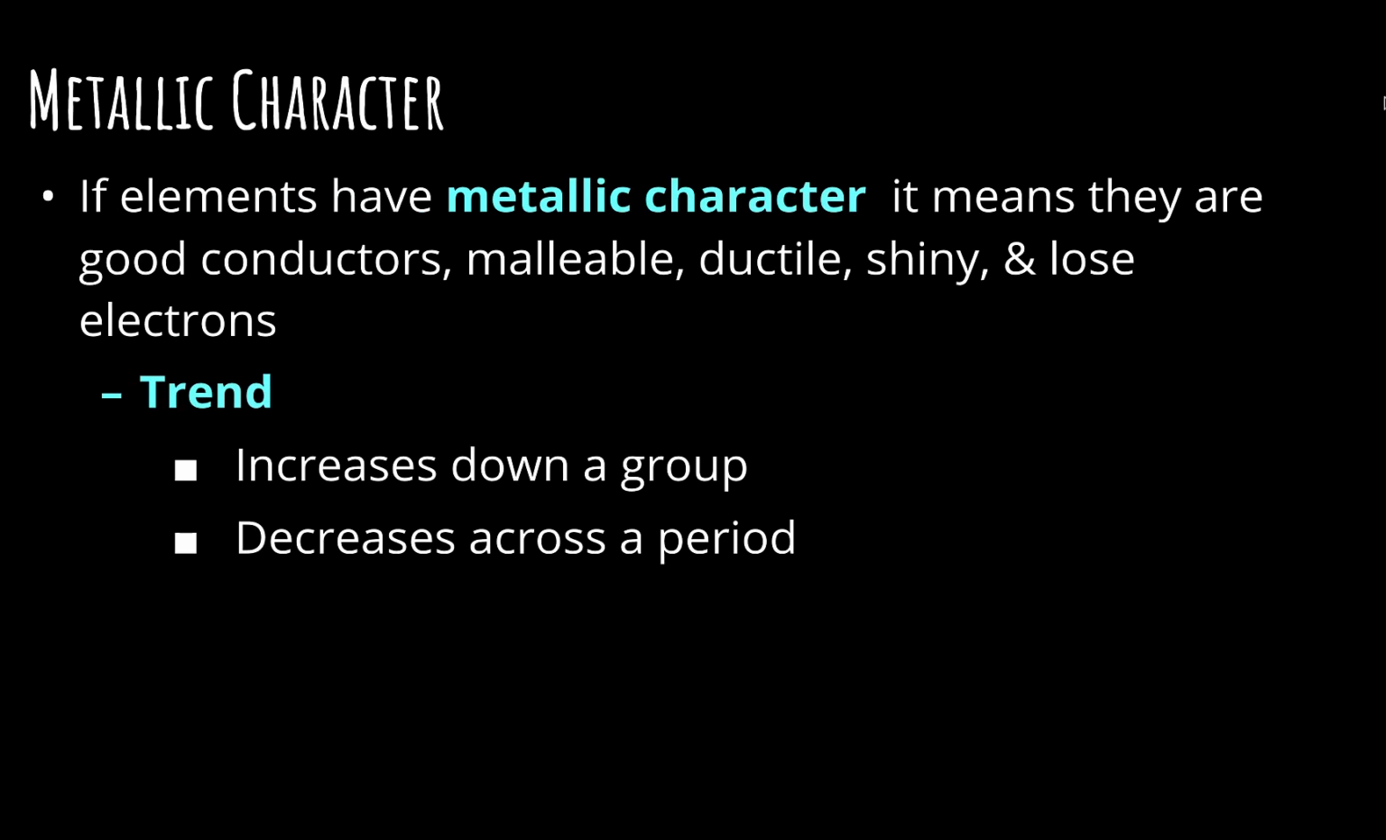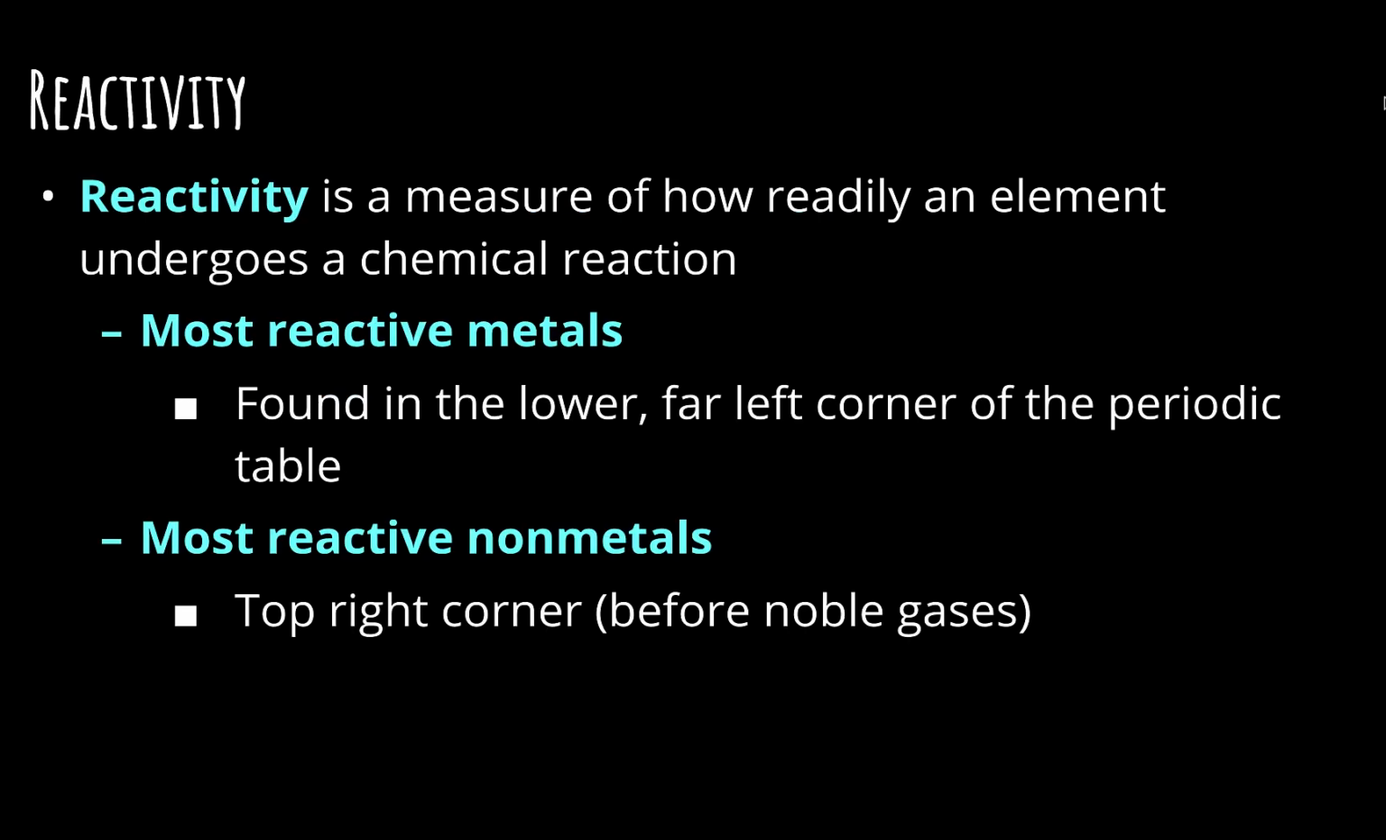The next trend we're going to look at is something called metallic character. If something has metallic character, it means it's a good conductor, it's malleable, shiny, ductile, and it loses electrons. Metallic substances give away their electrons. The trend increases down a group, so the elements with the greatest metallic character are at the bottom left, and it decreases across a period. This makes sense if you think about where the metals and nonmetals are found on the periodic table. Your metals are on the left, your nonmetals are on the right.